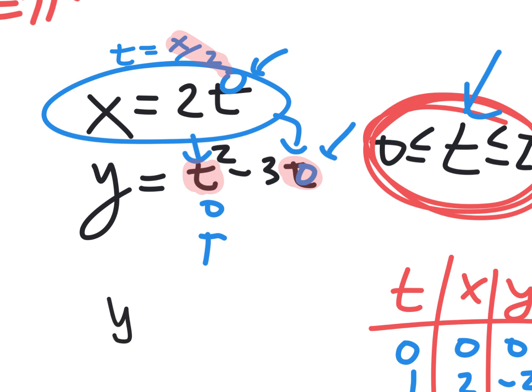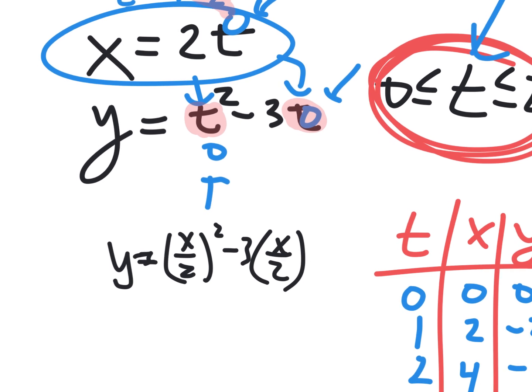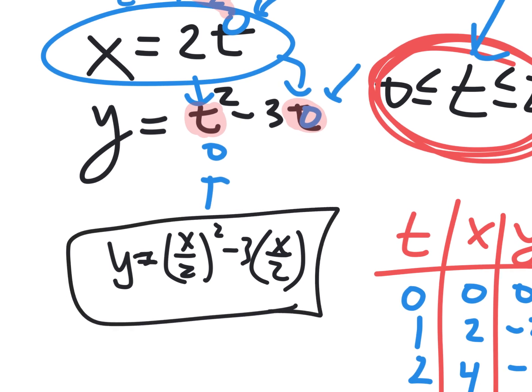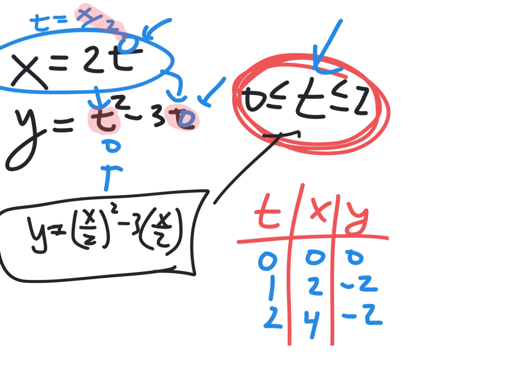So then my answer would be y equals x over 2 squared minus 3 times x over 2. And there's my equation that has only x and y's in it. But then it'd be a fatal flaw to leave it that way because this had a limit. So now my limit can be based on x or y. I would be fine with you just picking the x limit here.